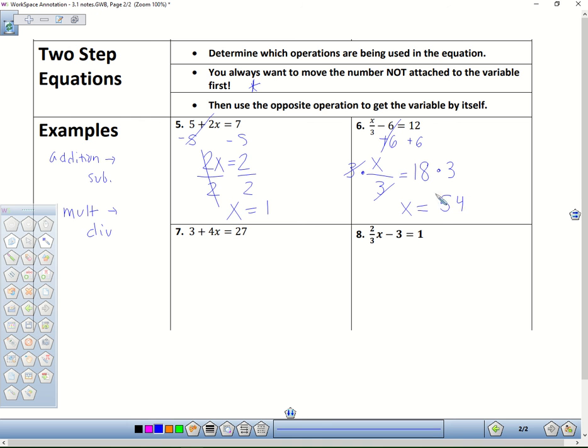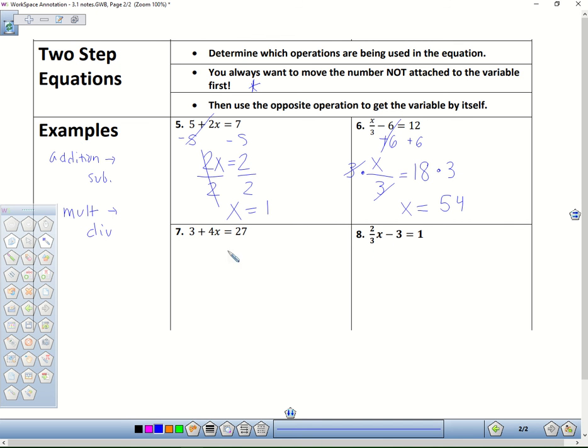So the idea here is if you took the 54 and plugged the 54 back into the equation, 54 divided by 3 is 18. 18 minus 6 is 12. So you can always check your work by plugging your x value back into your equation, okay?